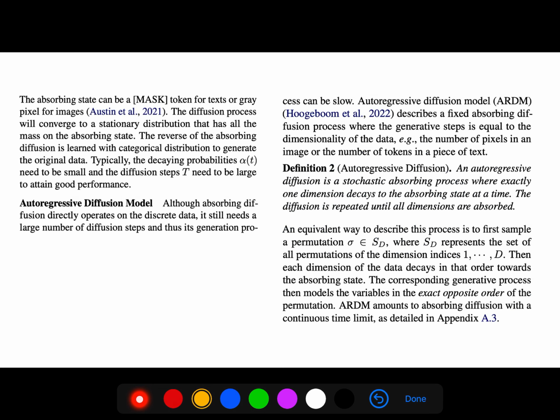The absorbing state can be a mask token for text, or gray pixel for images, or again mask for node, mask for node type, mask for edge type. That is the absorbing state. That could be one of the absorbing states that you can define in your model. The diffusion process will converge to a stationary distribution that has all the mass on the absorbing state.